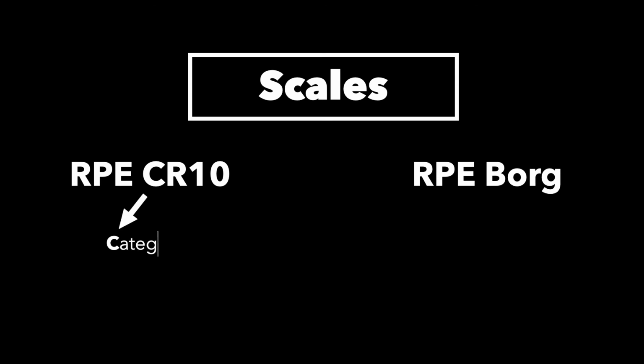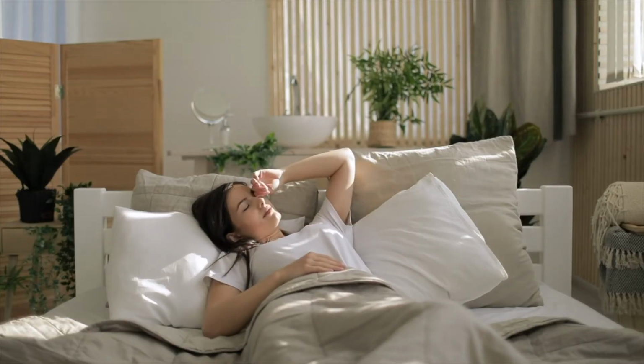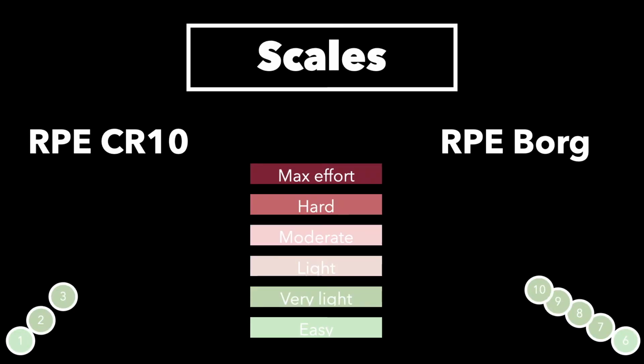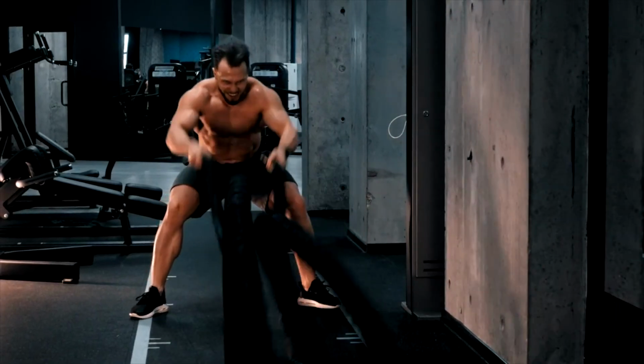CR10 stands for category ratio, and Borg refers to Gunnar Borg. These scales range from 1, extremely easy, like lying in bed, all the way up to the top with 10, maximum effort, like puking on the floor.